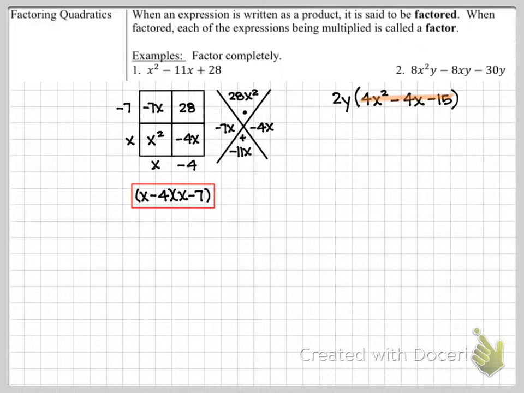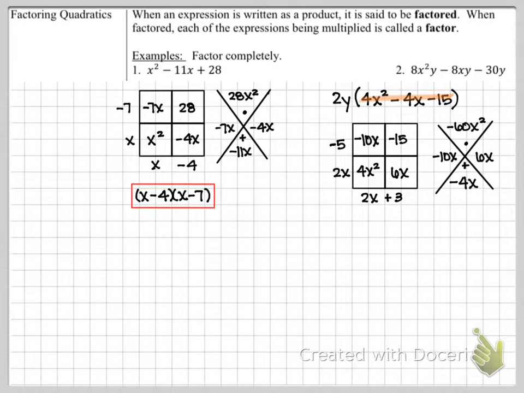So now we're kind of back to what we'd been doing previously. So why don't you see if you can, and it is a trinomial, so you're going to use your boxes and diamonds or whatever method you choose. So why don't you see if you can factor the inside and come back and check your work.